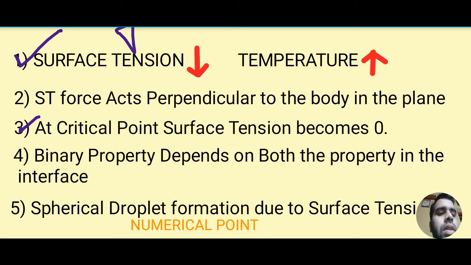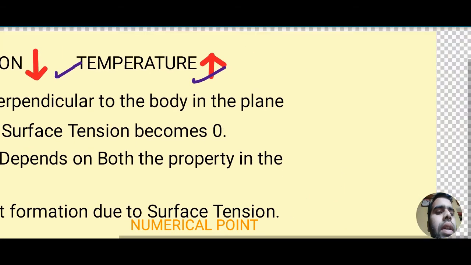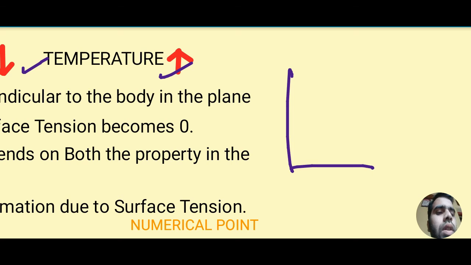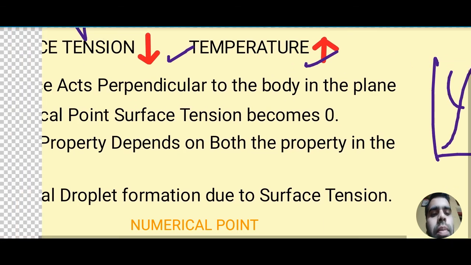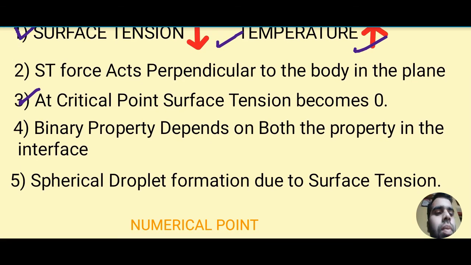And the third statement is that at the critical point surface tension becomes zero. As I have said, surface tension decreases when temperature increases. So at some temperature, the surface tension will tend to zero or become zero. That temperature is the critical point temperature. As you all know, this is the vapor dome, this is the liquid line, this is the solid line, and this is the critical point temperature. So at the critical point temperature, the value of the surface tension becomes 0. This could be an objective question.